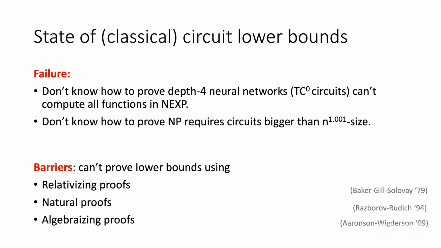And due to the stalling in progress, we've also turned to trying to identify the reasons for why we've been having trouble. And we've identified some barriers. So we know that there are limitations to proof techniques in proving circuit lower bounds. You can't prove strong circuit lower bounds or complexity class separations using relativizing proofs, natural proofs, or these things called algebraizing proofs. All right, so that's kind of in a nutshell where we're at in terms of successes. A lot of hard problems are floating around and many barriers to get around.